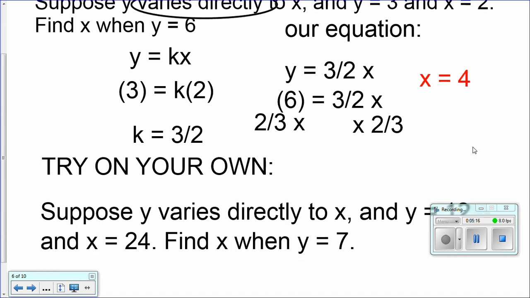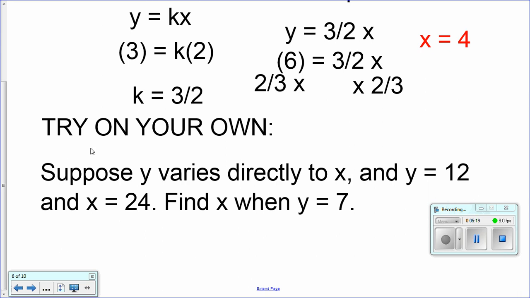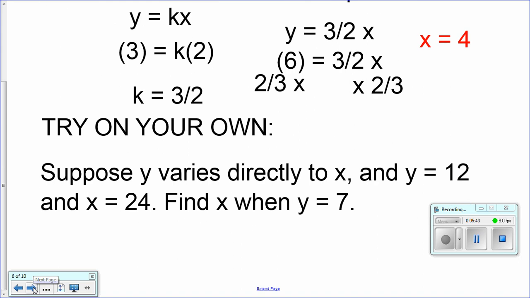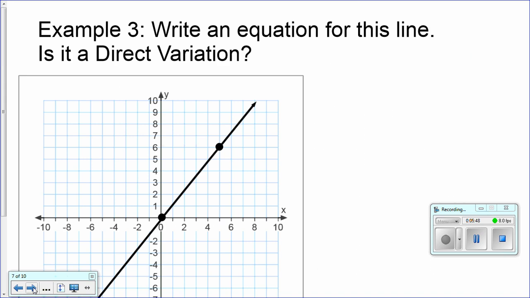Okay? You guys are going to try this one on your own. So it varies directly, meaning it told you it's direct variation. So start off with your general form of direct variation. Make it specific by finding that specific k, and then you can plug in your information to find it. It's actually kind of similar to line of best fit in a way too. You got to get the equation before you can find what's missing. Okay? So go ahead and do that, and we'll move on.